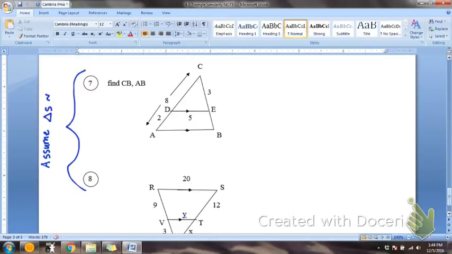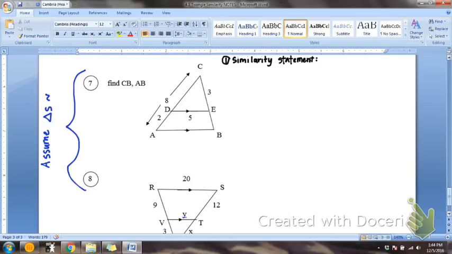Okay, so now we're not trying to prove that they're similar. We already know that they are similar, and so now we've got to do some setting up. Okay? So the first thing that we do is we always set up our similarity statement. So step number 1 is our similarity statement. If we don't set up the similarity statement, we're going to really struggle when we try to set up our triangles.